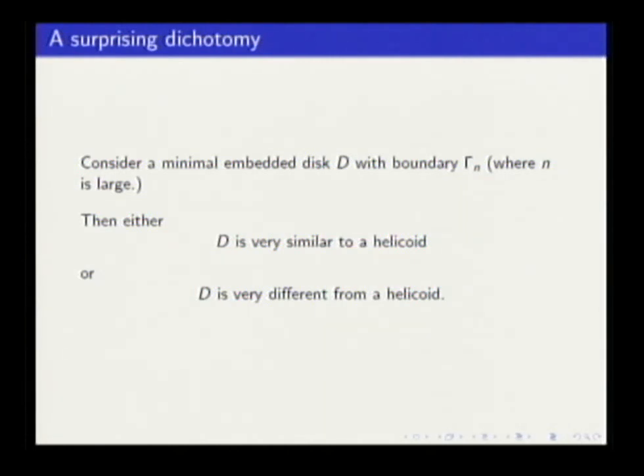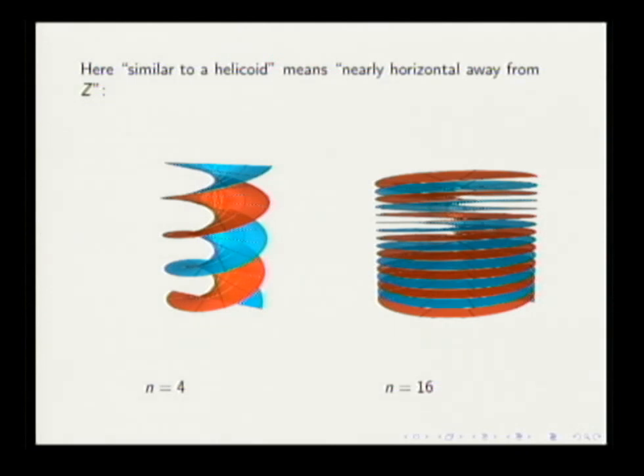Okay, so let me make that statement precise. By similar to a helicoid, I mean that it's nearly horizontal away from the z-axis. So here's a helicoid, and then one where we've shrunk it down more. Here the number of turns is 4, here it's 16. And so here you can see that, of course, it's exactly vertical along the z-axis. But if you go a little bit away from the z-axis, it's almost completely horizontal. So that's what I mean by similar to a helicoid. Similar to a helicoid means it's nearly horizontal if you're away from the z-axis.